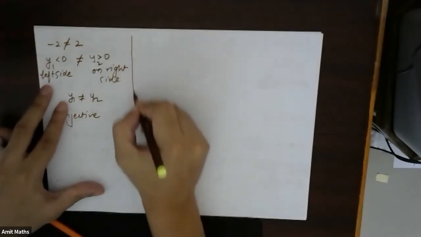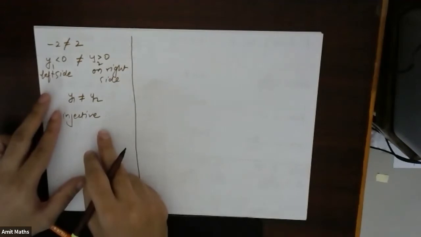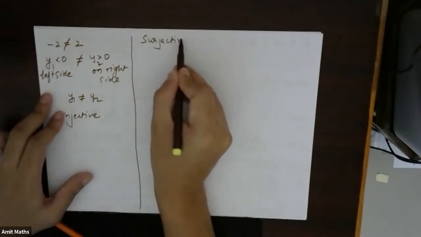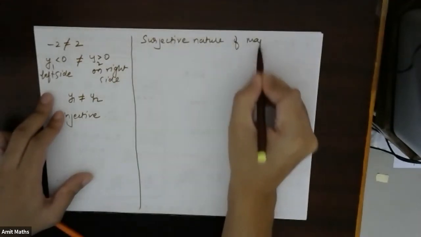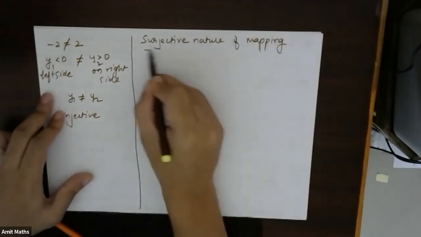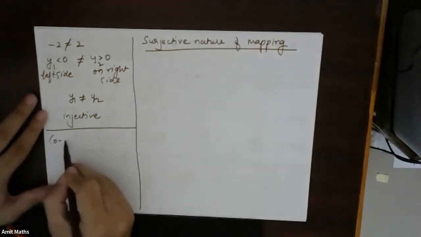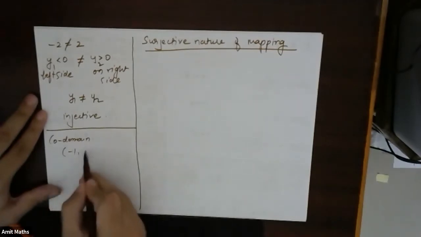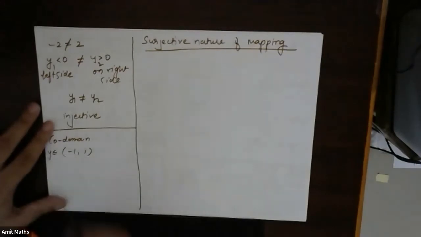Okay, I hope this is clear now. Fine. So this was for injective nature. Now I will check for the surjective nature of the mapping. Okay, now the mapping they have given the codomain as from -1 to 1. That is, y belongs to -1 to 1.